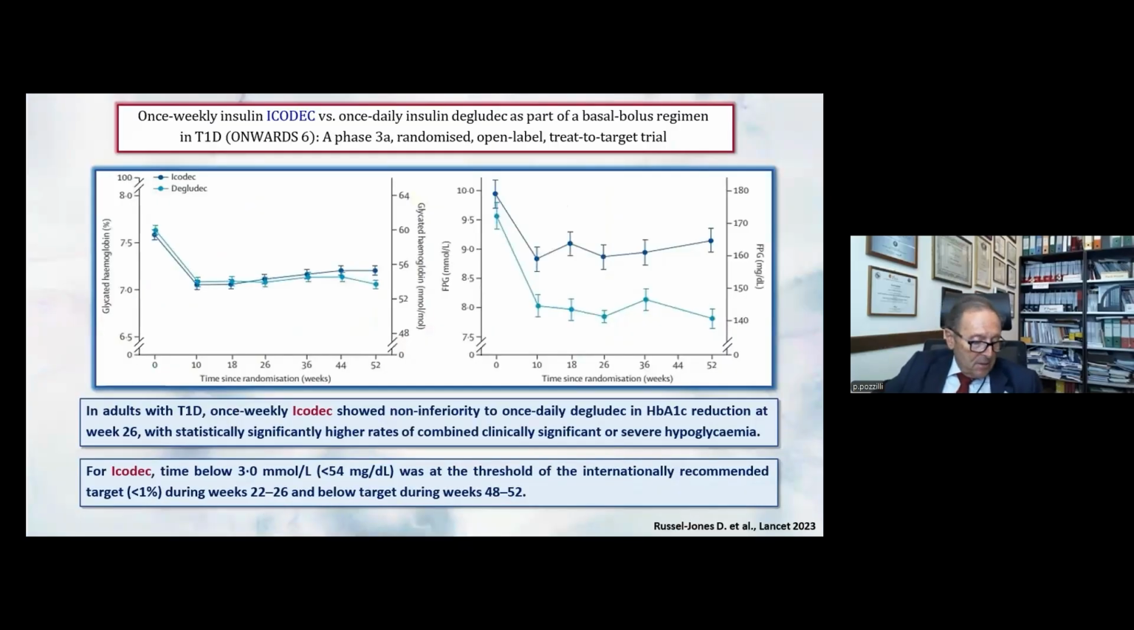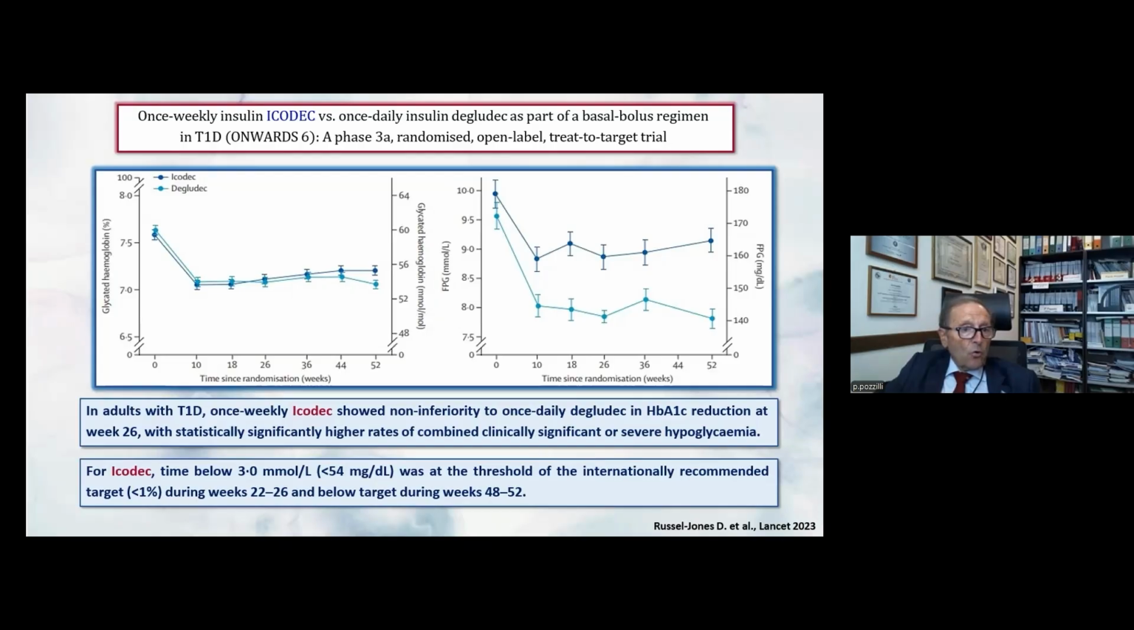This is the results looking at the once weekly insulin icodec versus daily insulin degludec as part of a basal bolus regimen in type 1 diabetes. This is the ONWARD 6 study, one of the most important studies with this weekly insulin icodec. It was a phase 3A randomized open label treat-to-target trial, published in the Lancet, and as you can see, how the icodec does in these patients compared to degludec insulin.